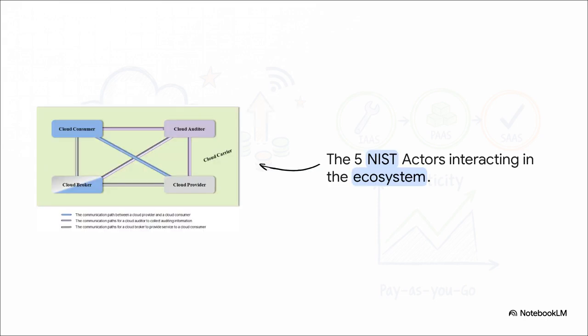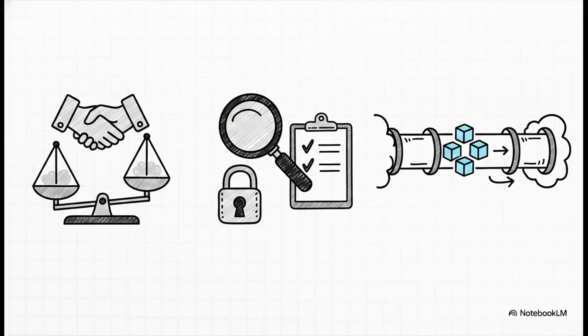And this environment is populated by 5 major actors, according to the NIST Cloud Reference Architecture. The communication paths between them are actually pretty complex. You have the cloud consumer and the cloud provider, which are the main players you probably already think of. The consumer requests the service, and the provider manages the infrastructure to deliver it. But here's the thing. They definitely do not act alone. There are 3 other roles that act as absolutely vital intermediaries.